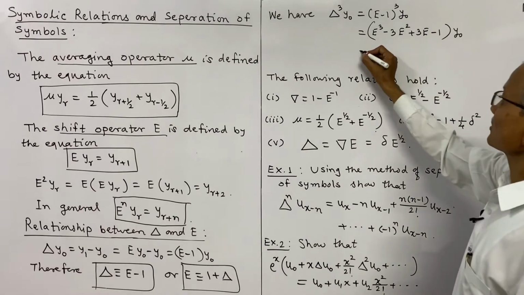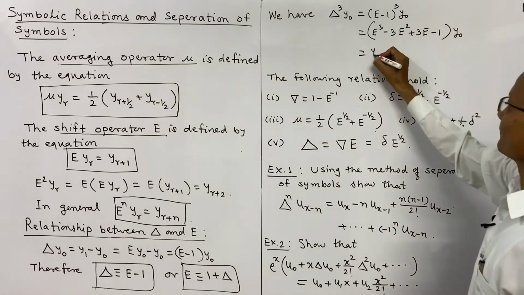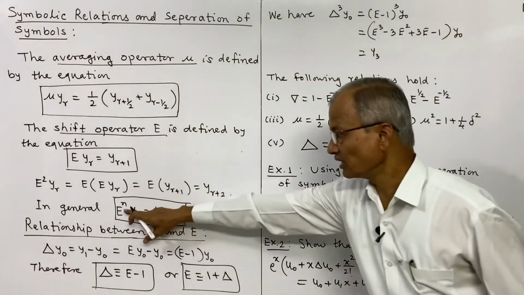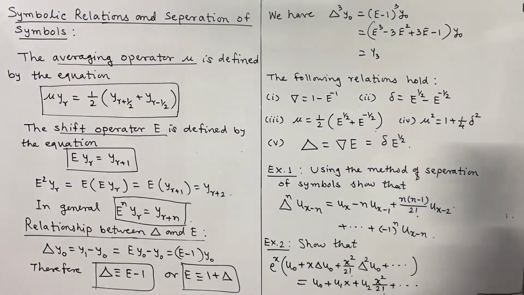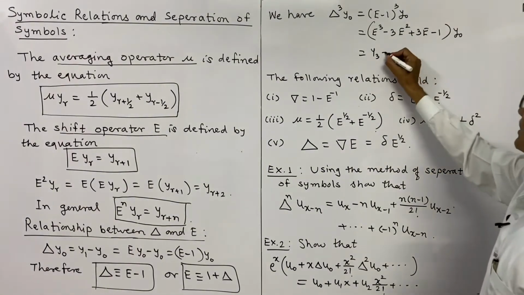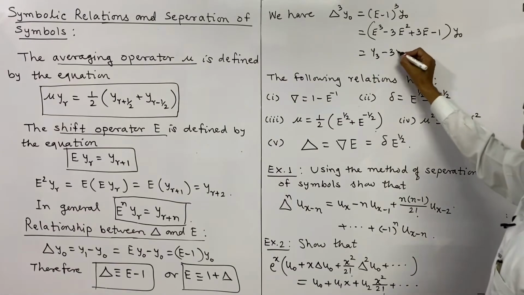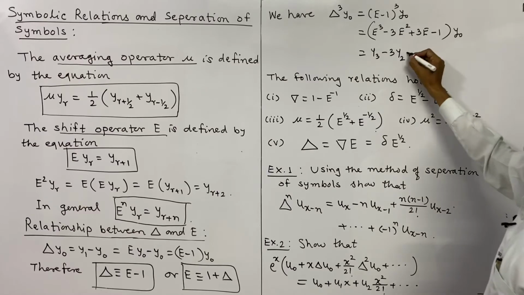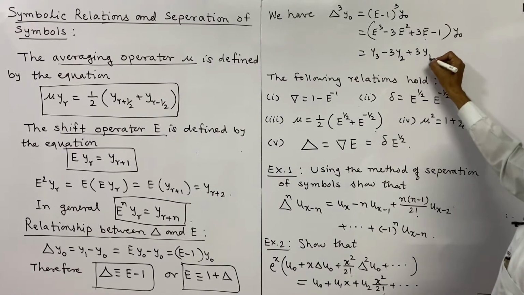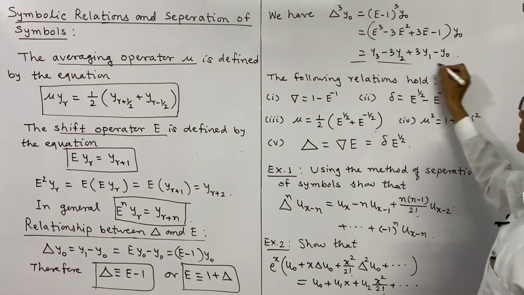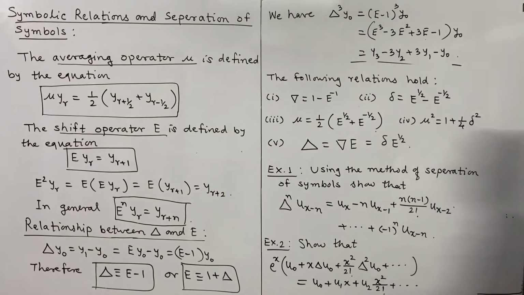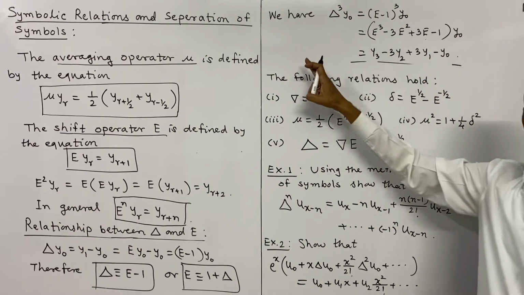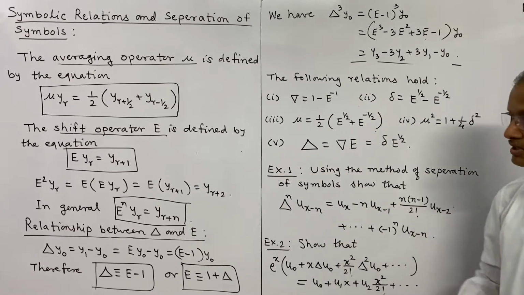And what is E cubed y naught? That is y3, sum of power and this suffix. So using this relation, E^n y_r is y_(r+n). So E cubed y naught is y3, minus 3 E squared y naught is y2, and further plus 3 E y naught, E of y naught is y1, minus y naught. So this is the relation that we have seen earlier, delta cubed y naught.